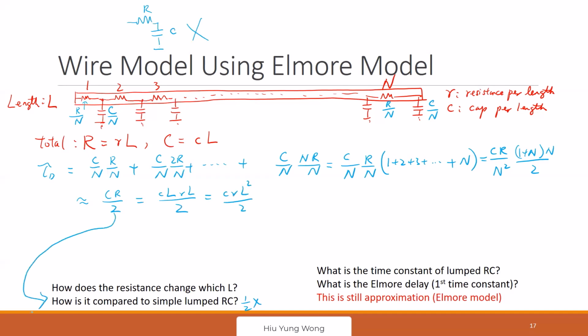And what does it mean? It means for the same technology, if you increase your wire length by 2 times, you increase the delay by 4 times. It's a quadratic increase. That's why you don't want to have a very long wire for the same technology. If you can cut it by half, you actually reduce the delay to 1/4. That is a big deal, right?